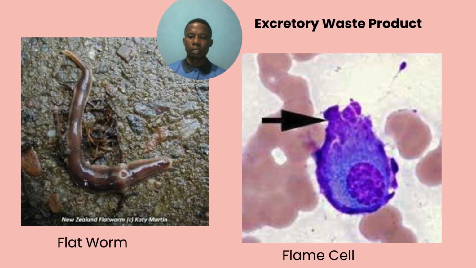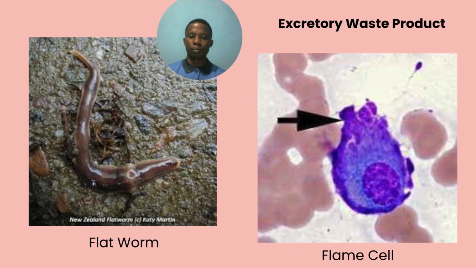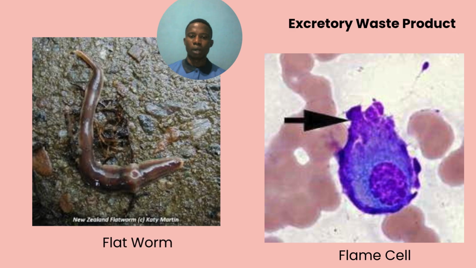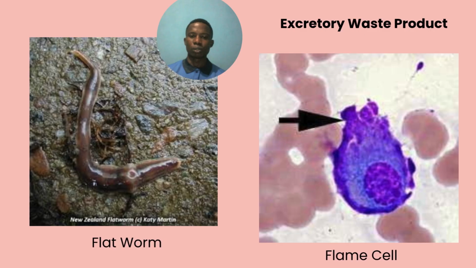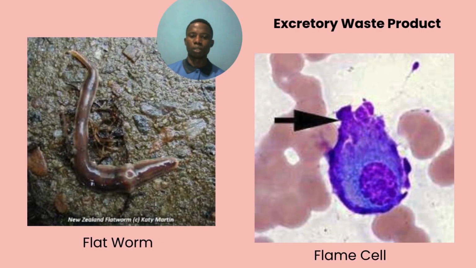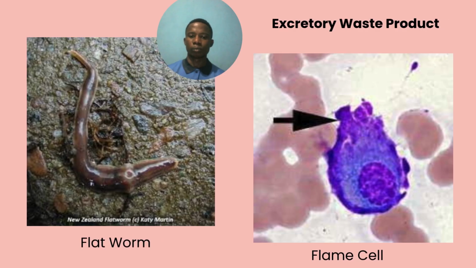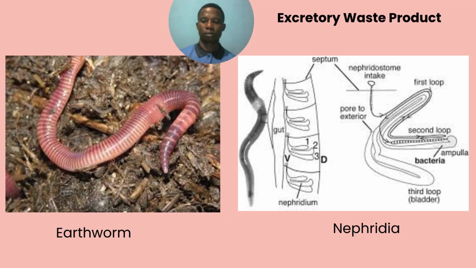The other is the flatworm. The flatworm has what is called flame cells to carry out the excretory waste products. The other organism is the earthworm. The earthworm uses nephridia to eliminate or remove their excretory waste products from their body.